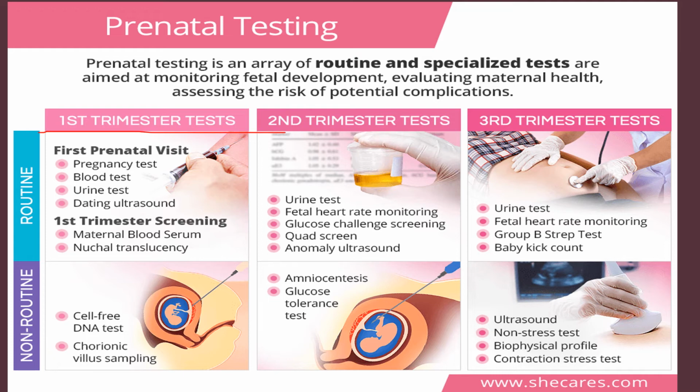For the first prenatal visit, you have a pregnancy test, blood test, urine test, and then a dating ultrasound para malaman kung ilang weeks na yung baby. And then the urine test, if there's the presence of the hormone, para malaman nga if you are pregnant. And then other blood test naman, kung yung level of iron mo sa blood, para malaman kung anemic ka.